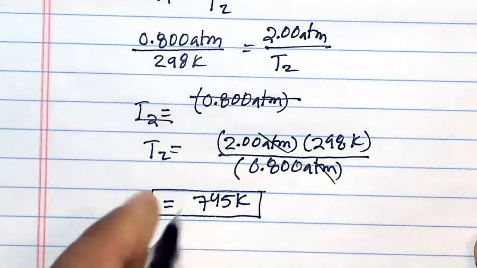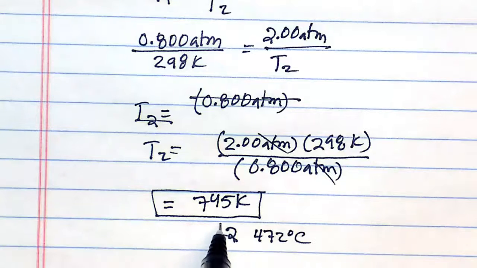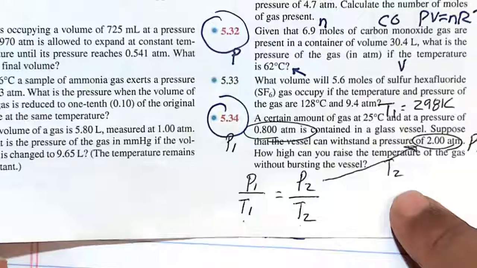You've got to get this to about 745 Kelvin, which is approximately 472 degrees Celsius, right? 745 minus 273. So raise this temperature up to 745 Kelvin and you have a pressure of 2 atmospheres. Remember, increase the temperature, increase the pressure, and that's just on the verge of having this vessel burst.